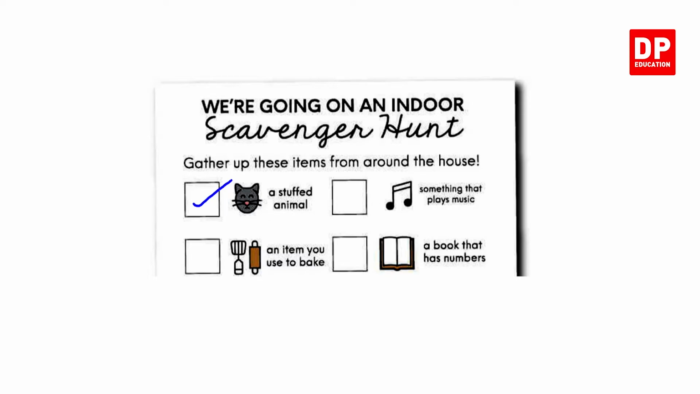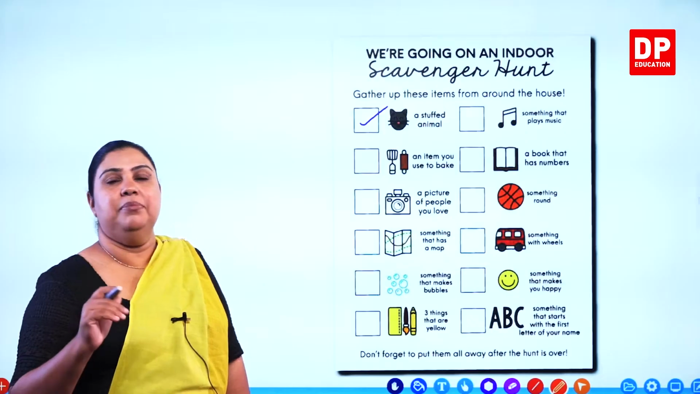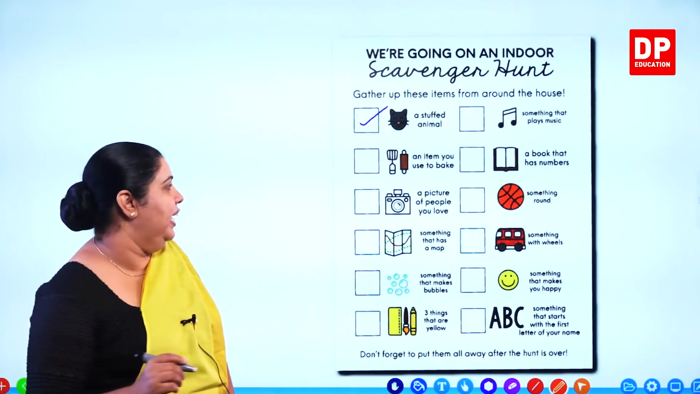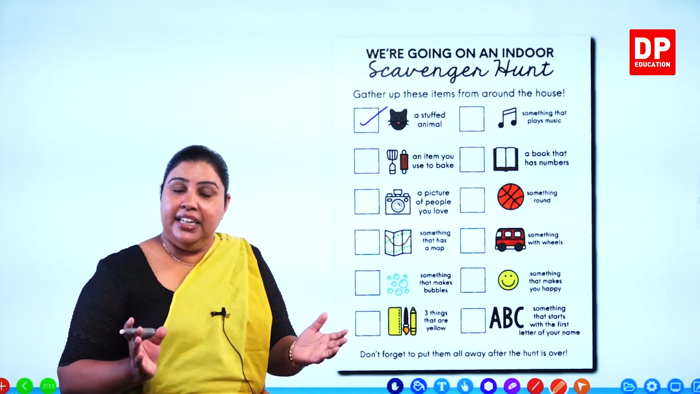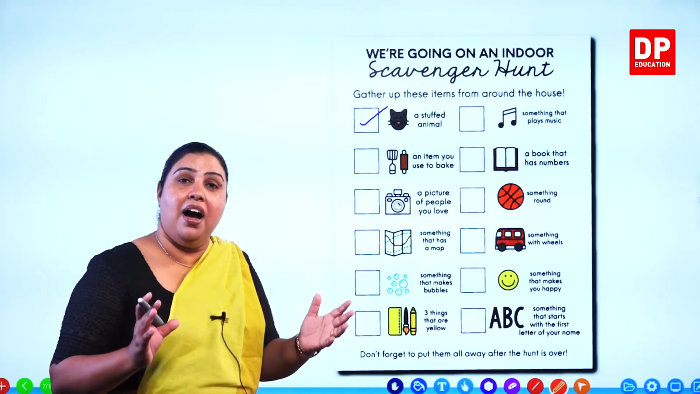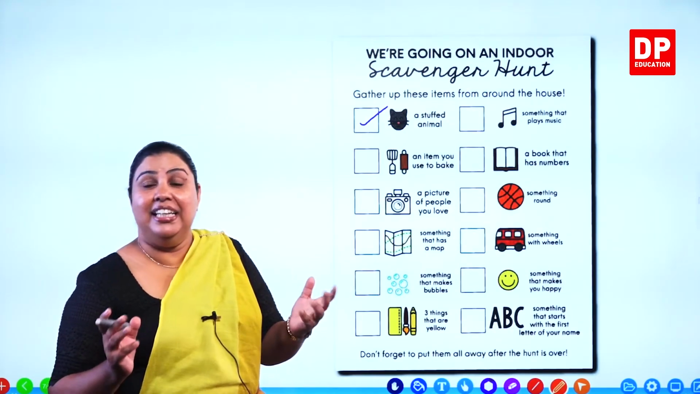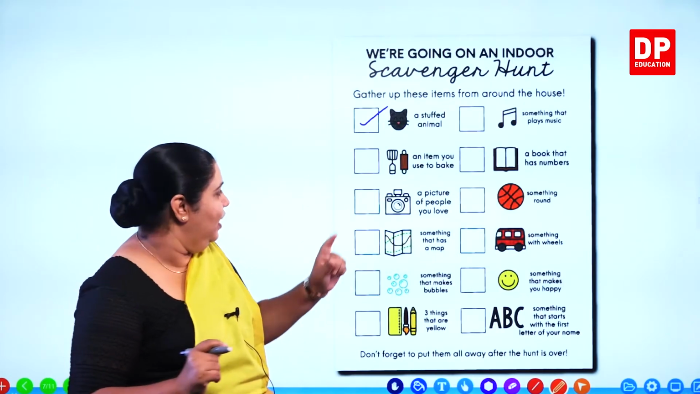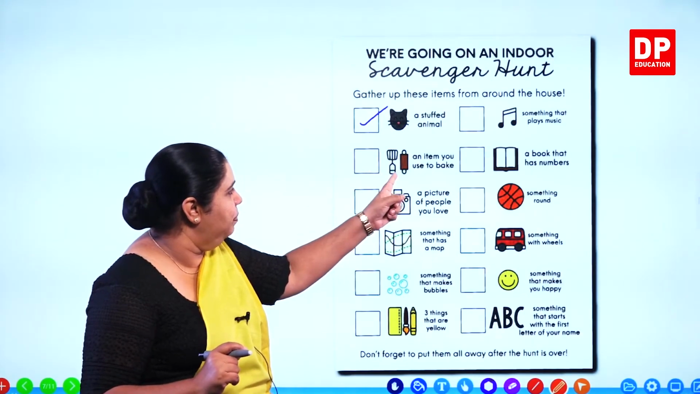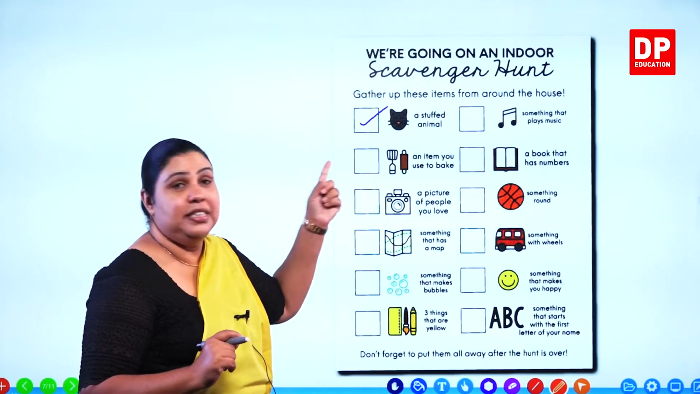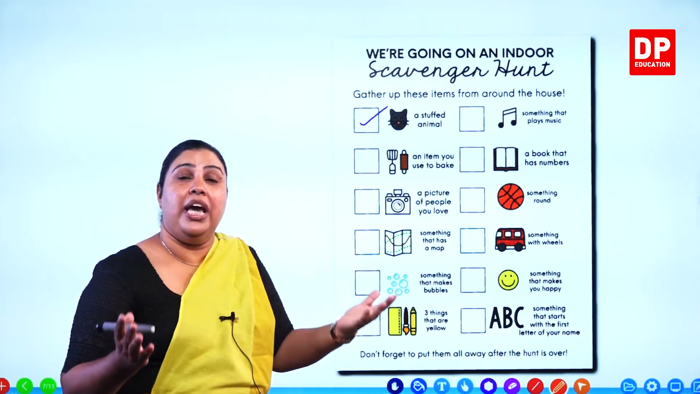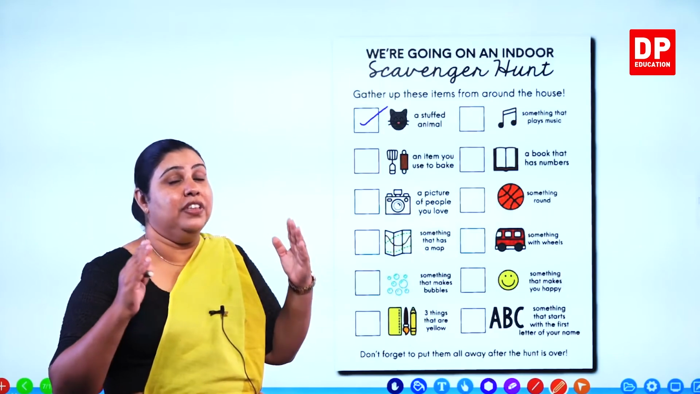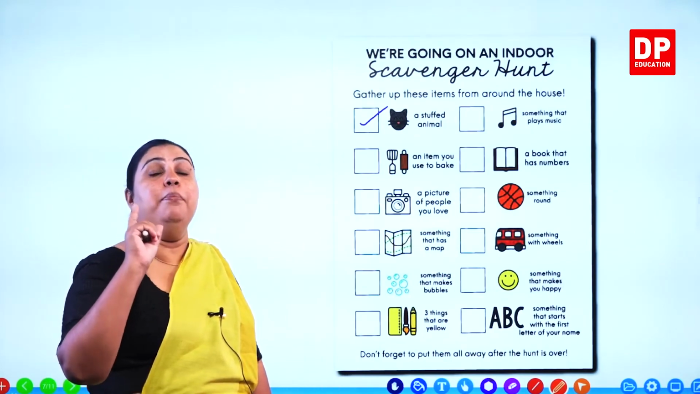An item you used to bake. An item that you used to bake. Now can you see? There is a rolling pin and there is a spatula. Right? So you can bring one of the things that you use when you are baking.